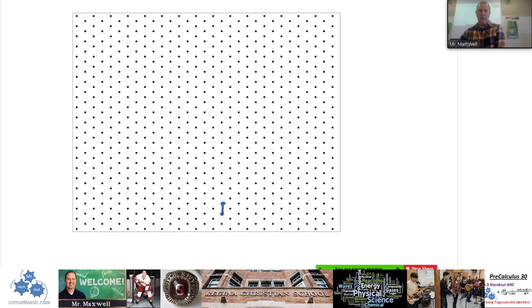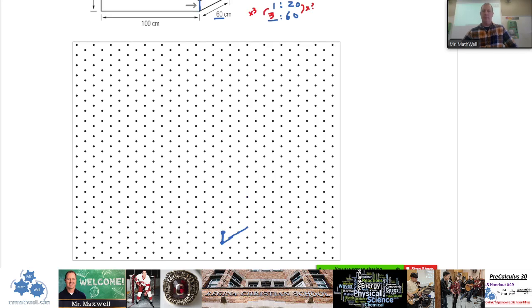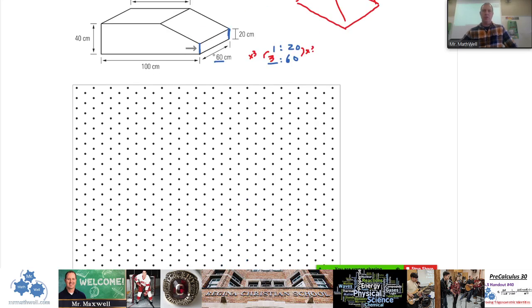So let's go from here. Let's go 1, 2, 3. Okay? 3 spaces. Look good? So this one is taken care of. It's 3 spaces.